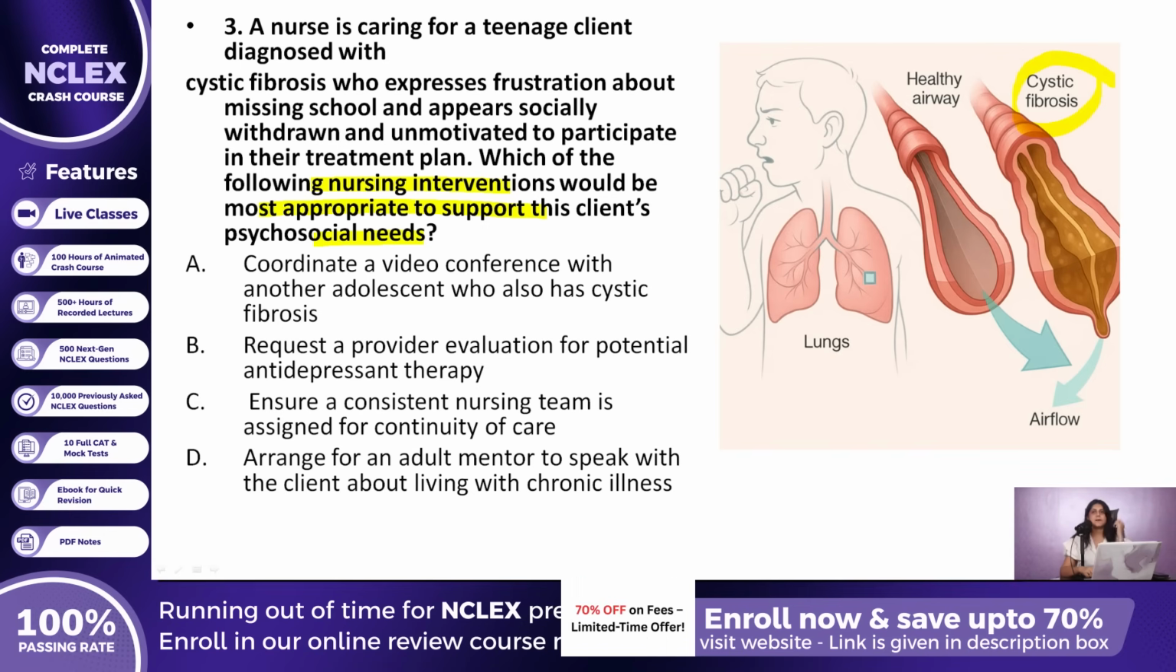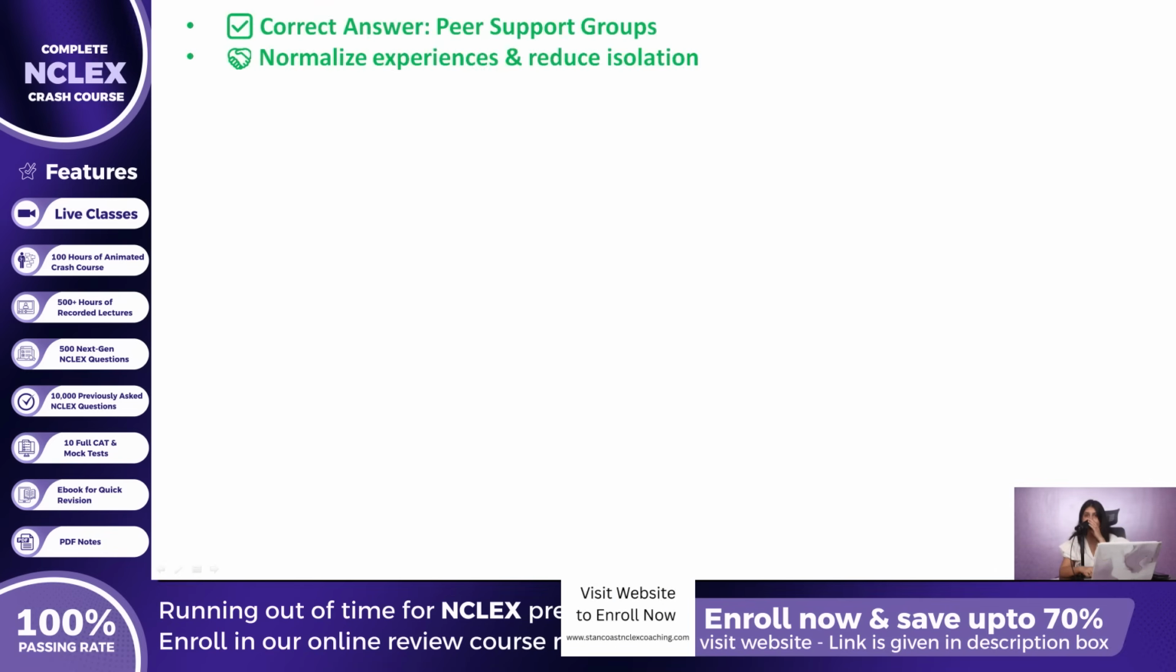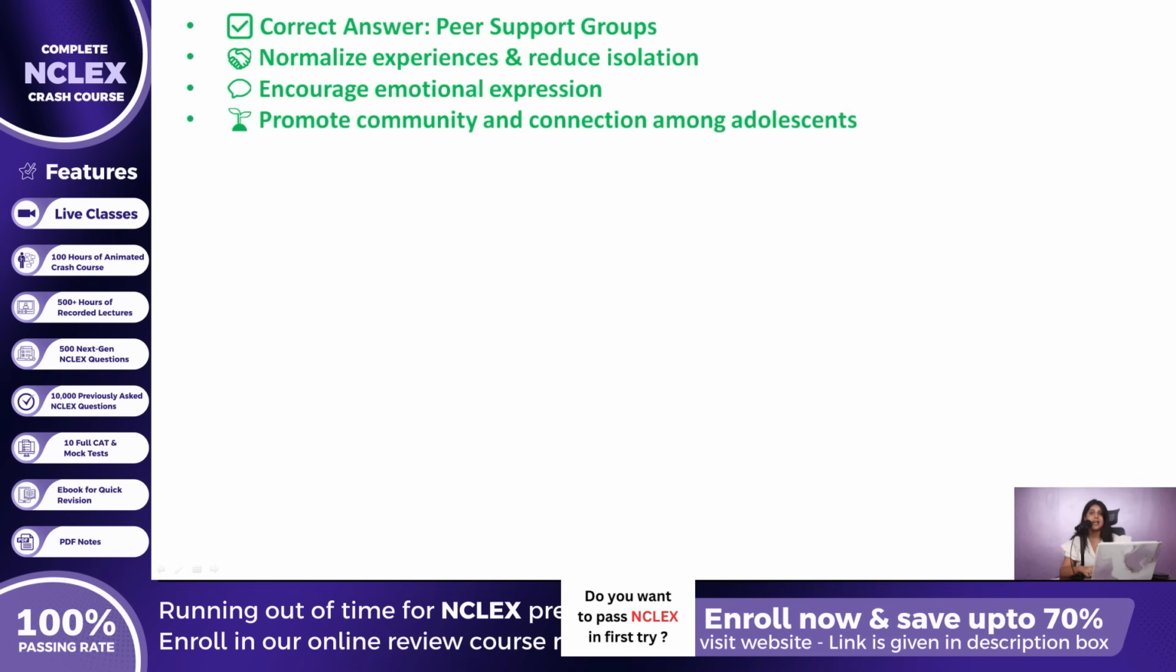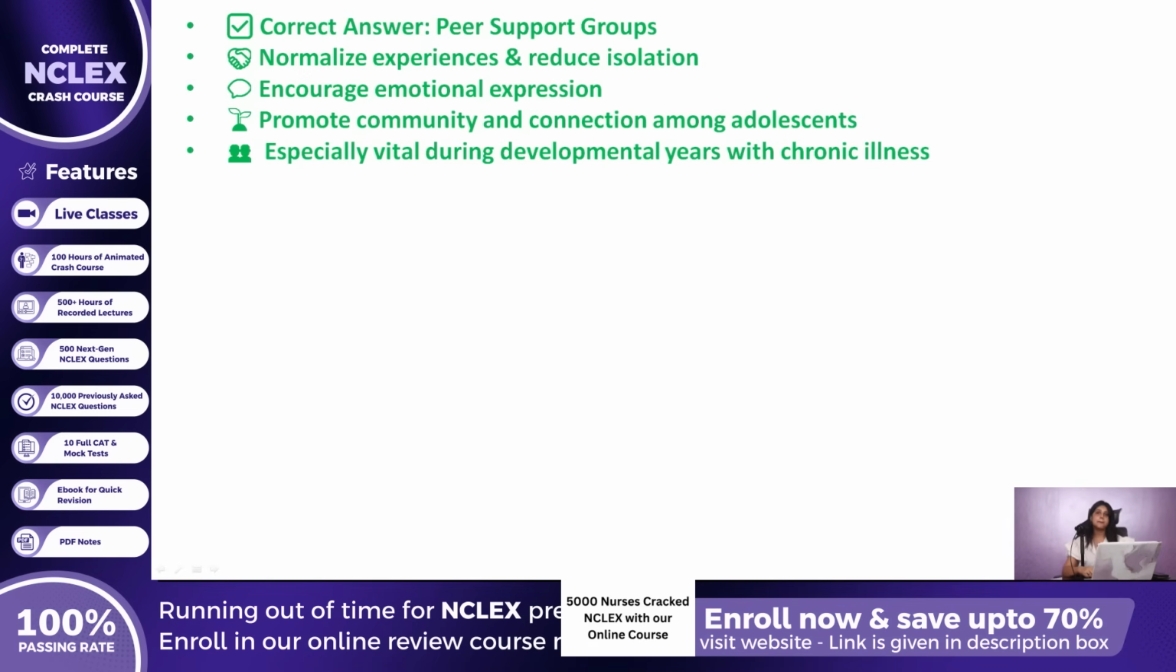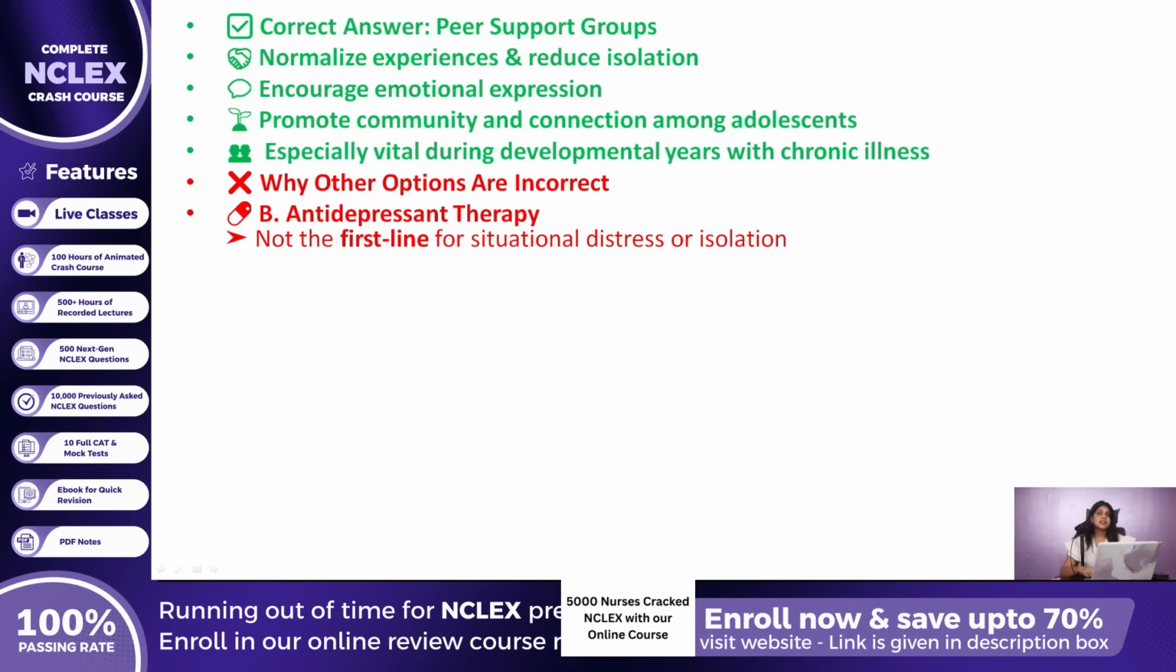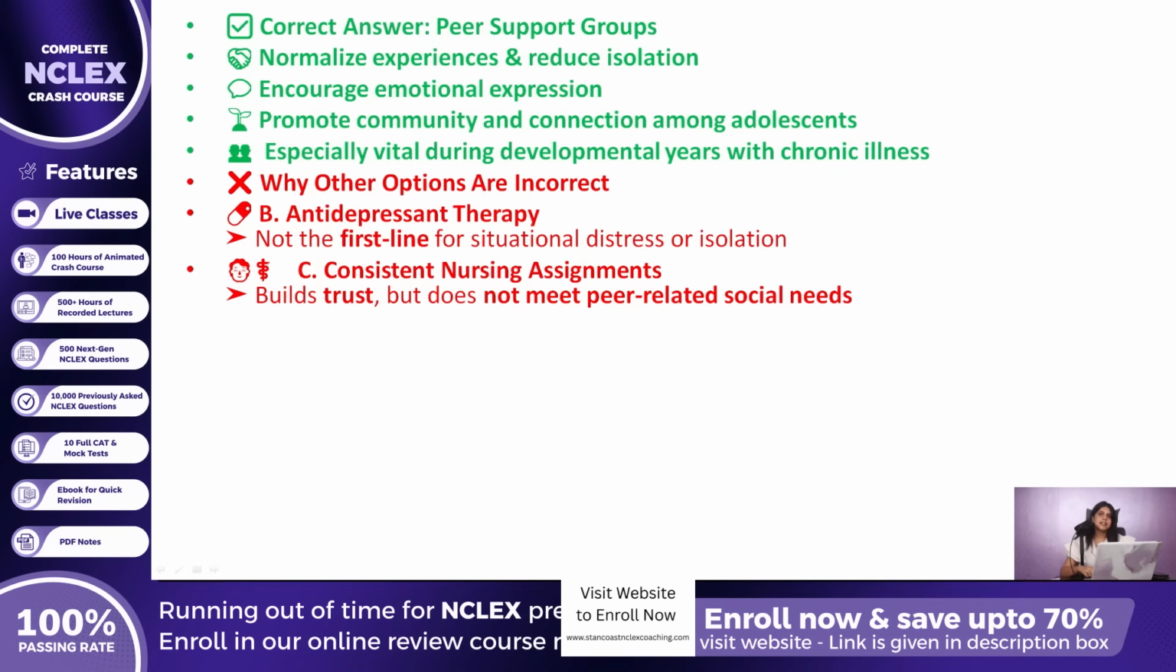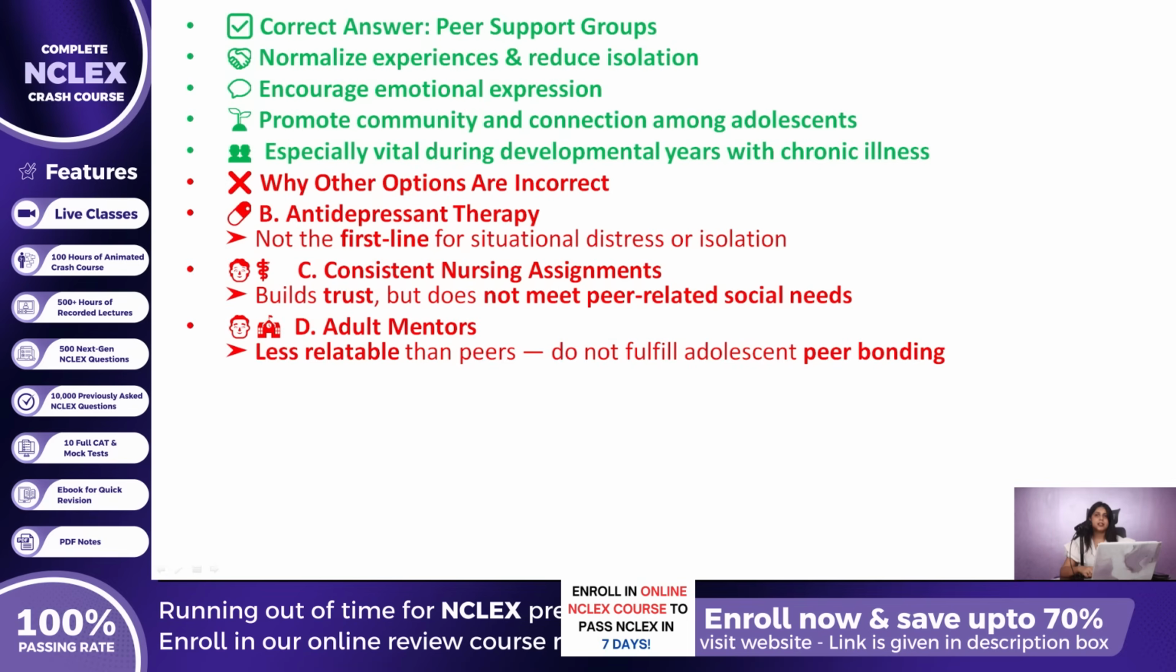The correct answer is A, because adolescents with chronic illnesses often experience isolation and social disruption, and peer connection normalizes their experience, reduces isolation, encourages emotional expression, and builds community. In contrast, option B, antidepressant therapy, is not the first-line intervention for situational distress. Similarly, option C, consistent nursing assignments, help build trust but do not address the adolescent's developmental need for peer connection. Finally, option D, adult mentors, are less relatable than peers who share similar experiences.